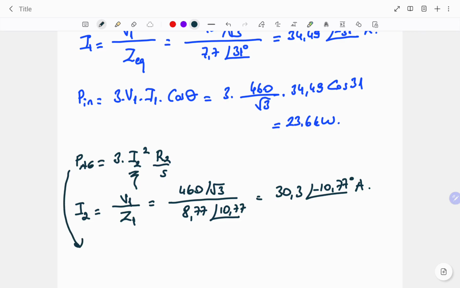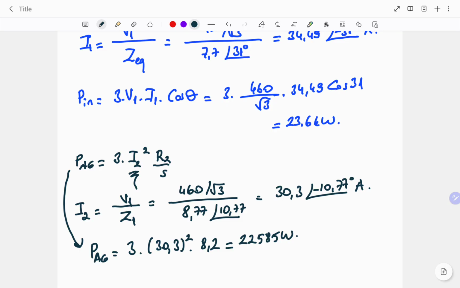Now we can calculate the air gap power. Air gap power will be, for 3 phases, 30.3, which is the current I2 on the secondary side, the rotor side, squared, times 8.2, which is the R2 over S. So 22,585 watts will be the air gap power.